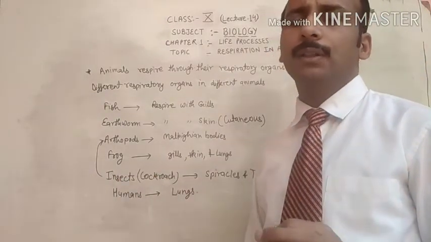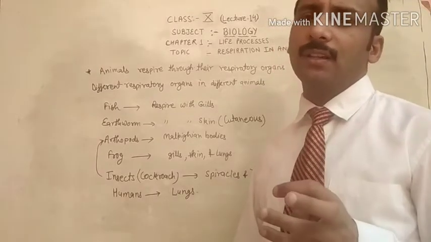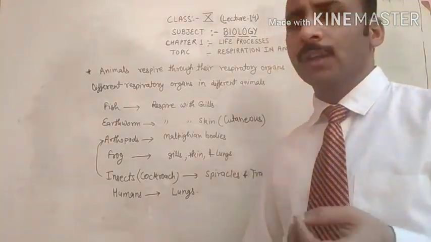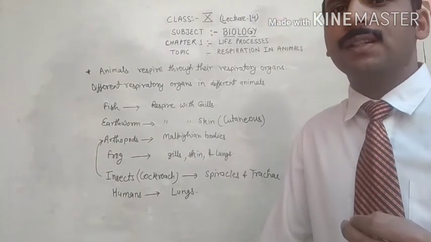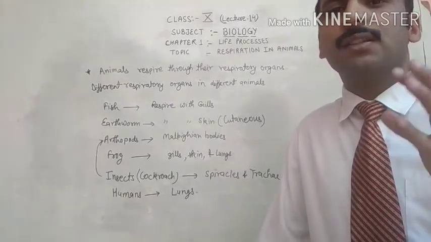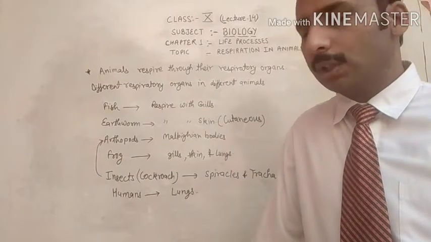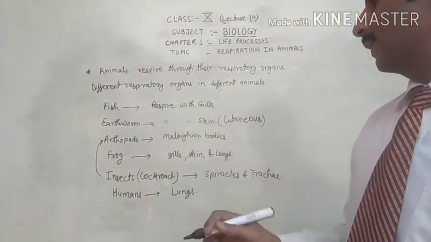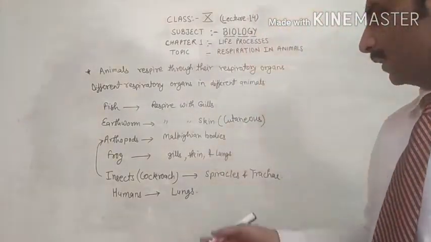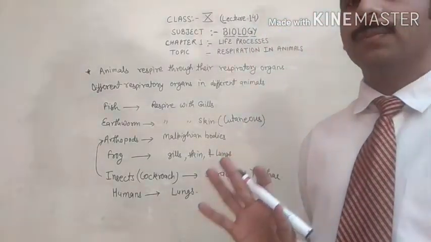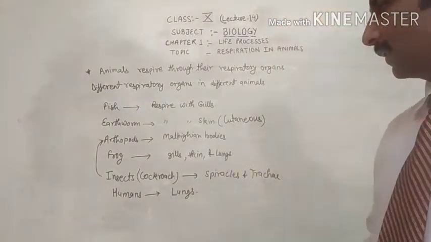Frog is an example which respires through gills, skin and lungs also. When the frogs are in the form of tadpole, the larval stage of the frog, they have gills, and they respire through their gills in water. When adult frogs are in water or on land, they can respire through lungs and skin, so they can utilize both types of respiration, cutaneous as well as the gills.